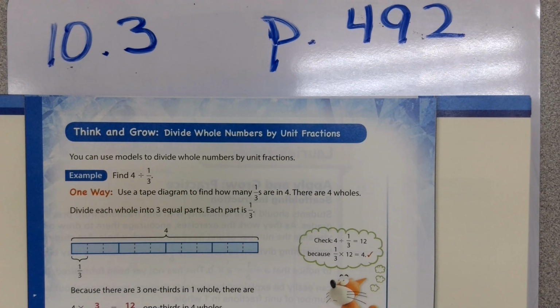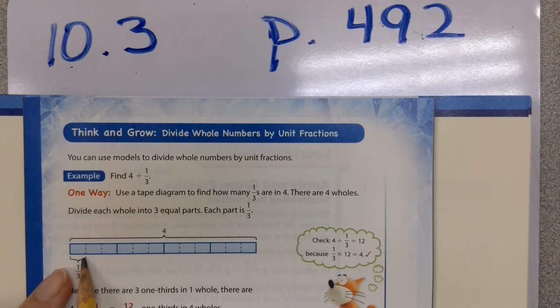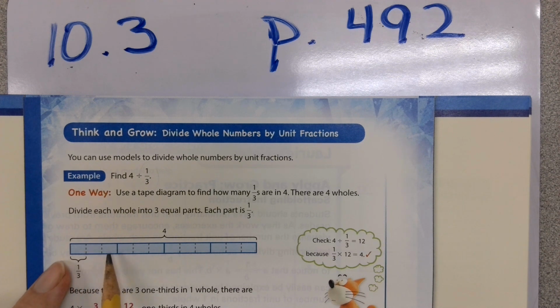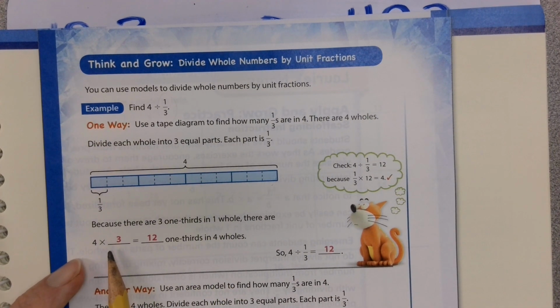Okay. Today we're going to look at dividing whole numbers by unit fractions. Let's look at this model that they show us in your book. Divide 4 divided by 1/3. One way is using this tape diagram. If you have 4 of these segments and you divide them into these 1/3 of 1, how many of these 1/3 segments will you have? Well, you'll have 3 in each whole segment. So 1, 2, 3, 4, 5, 6, 7, 8, 9, 10, 11, 12. So that's what it looks like on a tape diagram.